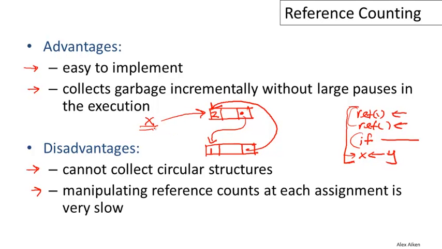Now, if we were to assign a new value to x, let's say that we had the assignment x gets null. All right, so this pointer goes away. Well, what's going to happen? When we do that assignment, we're going to change the reference count of this object. It's now going to be 1. And if we look at this heap, we now see that these 2 objects are unreachable. But notice that their reference counts are not 0. So we can't collect them.